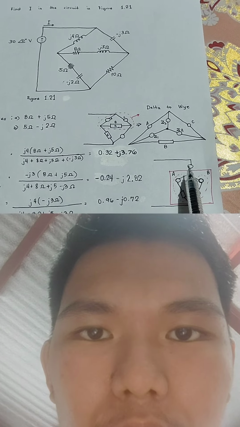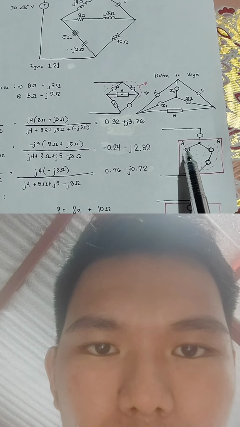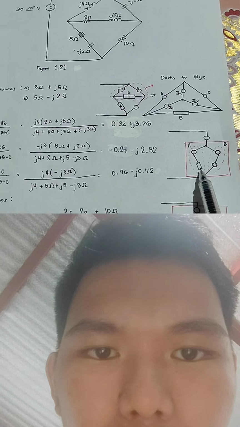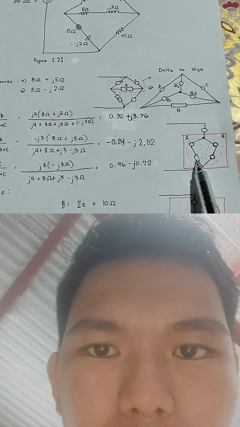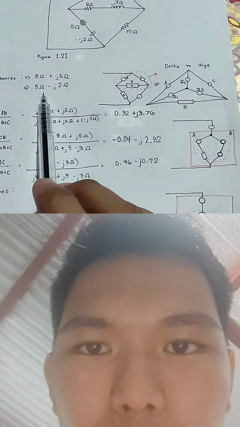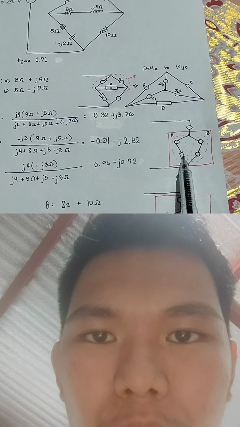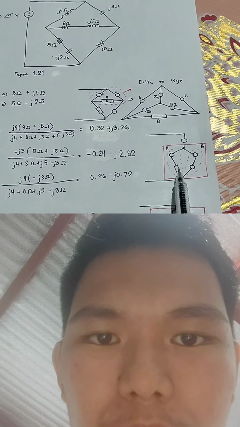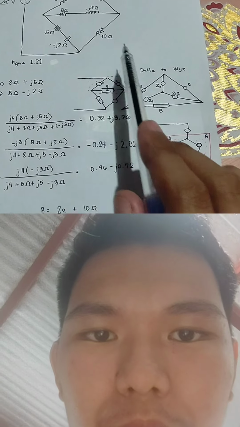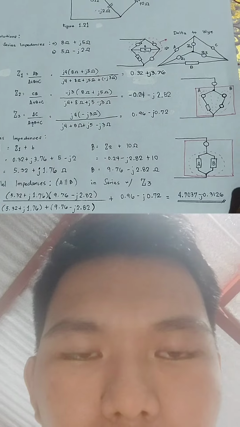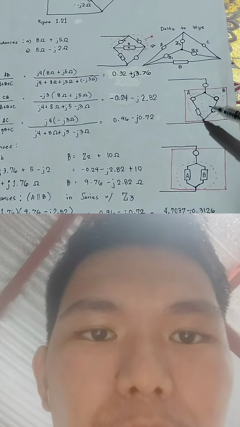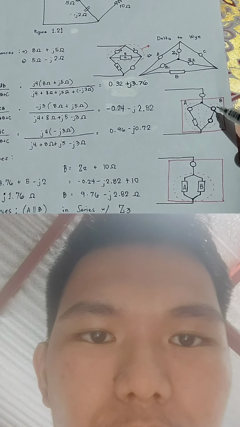This is the Z3, the Z1, and the Z2. And we will copy the impedance B, which is 5 ohms minus J2. This is the value. And the 10 ohm is here. Then we will simplify the circuit again.